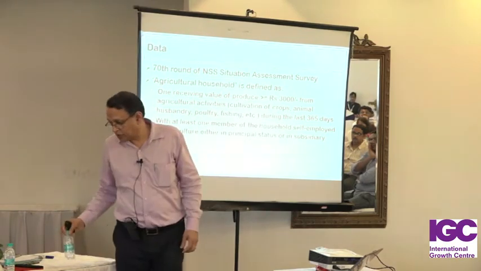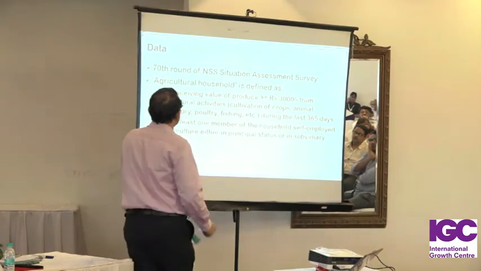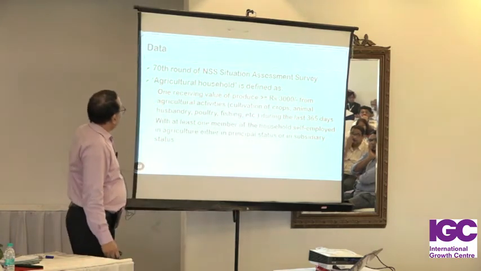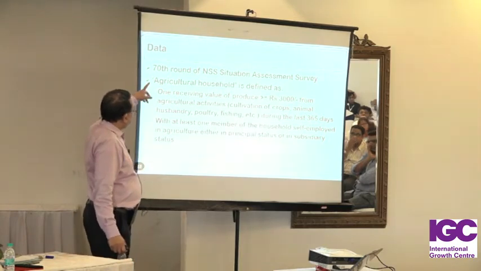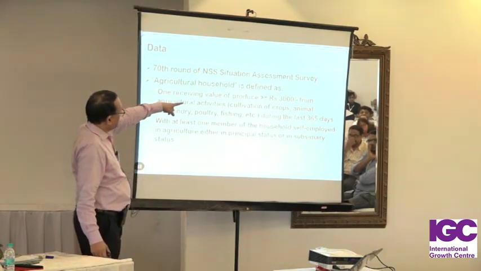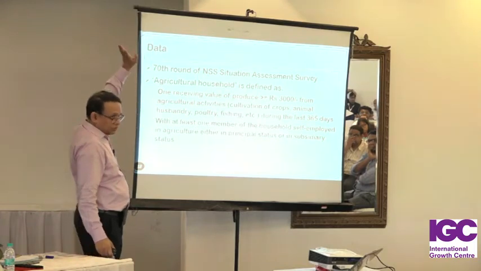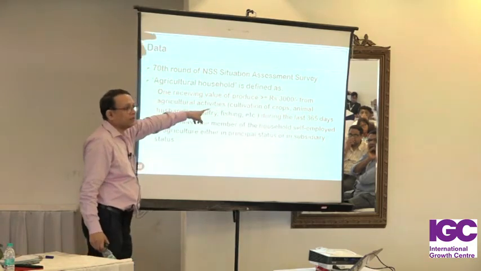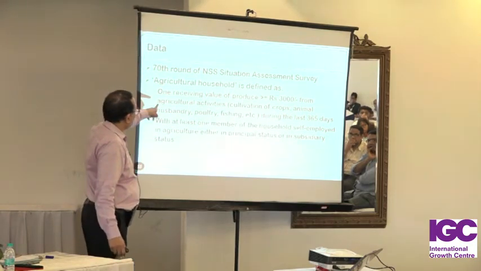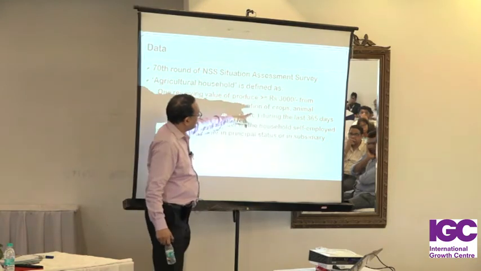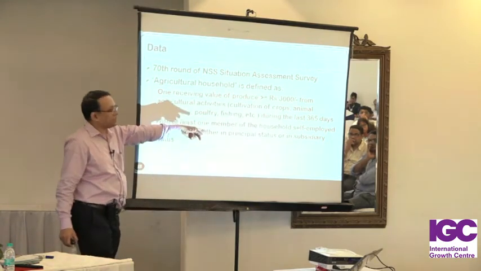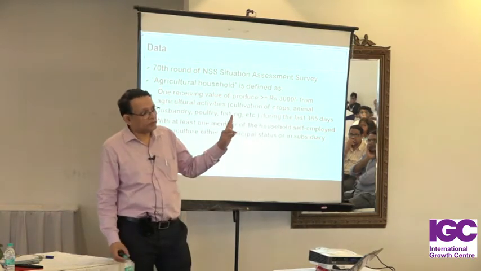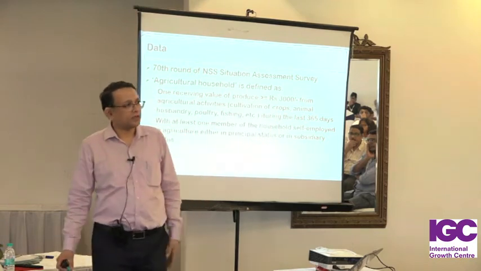Who is the agricultural household? This is NSS's definition. Two parts to the definition. An agricultural household is defined as one that is receiving value of products greater than or equal to 3,000 rupees in 2011-12 over the whole year, annual income, from agriculture activities, which means cultivation of crops, animal husbandry, poultry, fishing, etc. During the last 365 days, if they had got 3,000 rupees, you are an agricultural household.